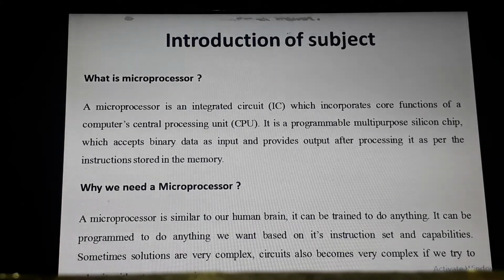Why is there a need for a microprocessor? As we have seen in the importance of the microprocessor, it can perform a number of tasks simultaneously. Also the speed of the processor increases, meaning it can perform a number of tasks within a second. Also the data can quickly move from one location to another. Also it can be programmed to do anything that we want based on its instruction set and capabilities. Also it can solve complex mathematical operations within a second.